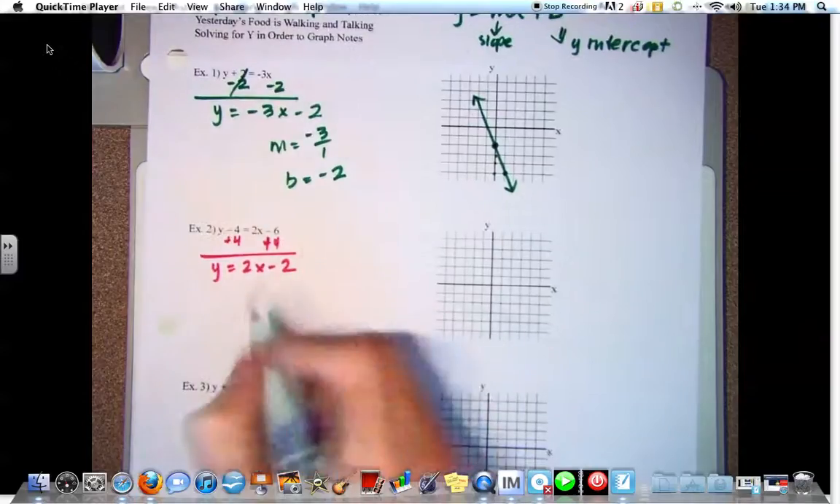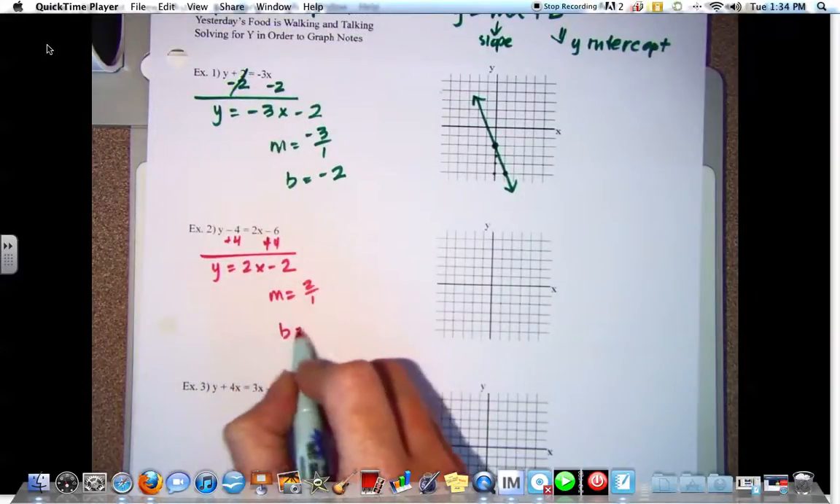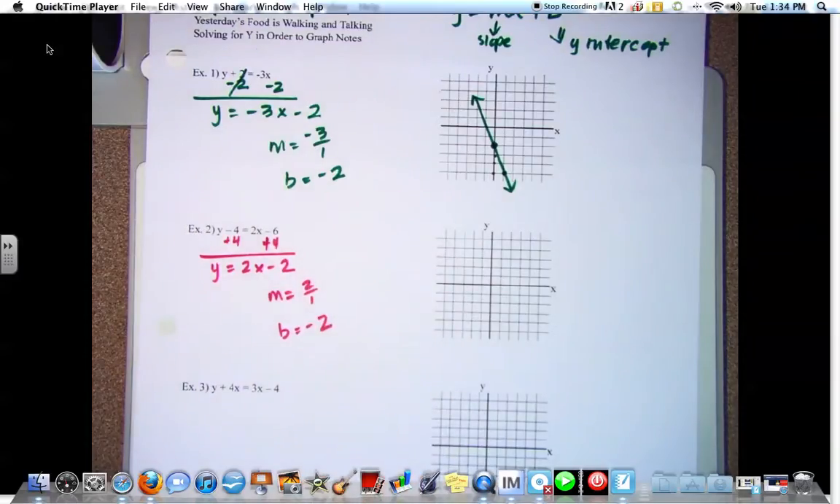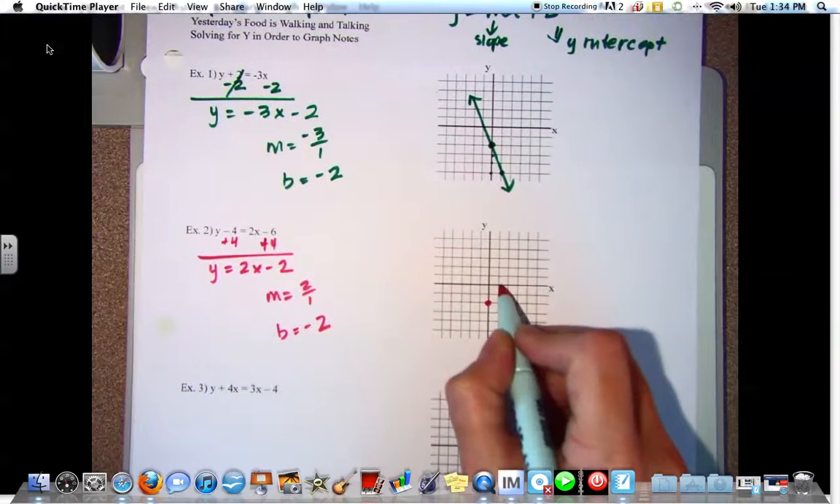What is my slope? 2 over 1. And my y-intercept? Negative 2. Okay. So what am I graphing first? Negative 2. Then you go up 2 over 1.